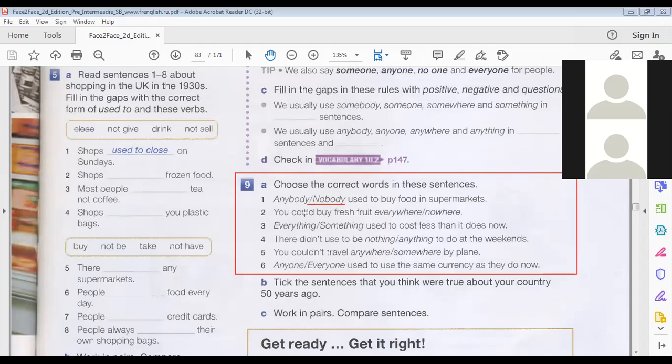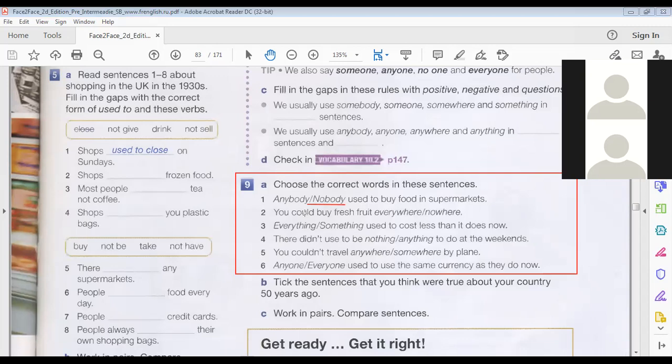What about number 5, Safia? Which one do you think is the right answer? Okay. You couldn't travel anywhere by plane. Correct. You couldn't travel anywhere by plane. That's right. That's correct. Okay.